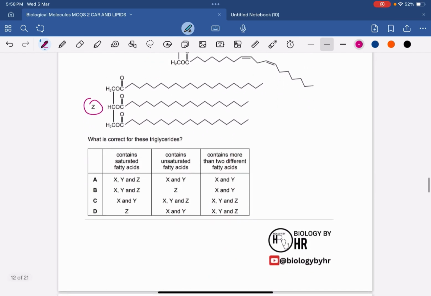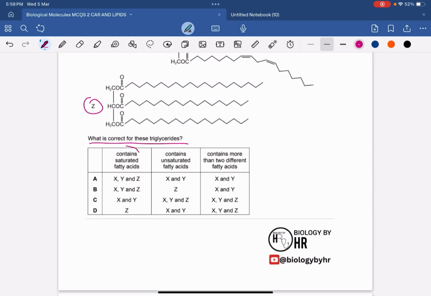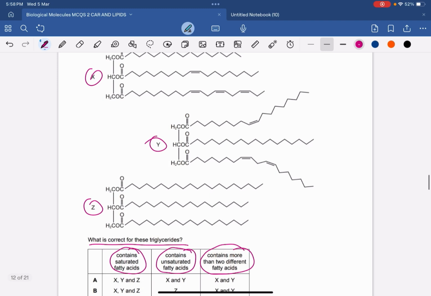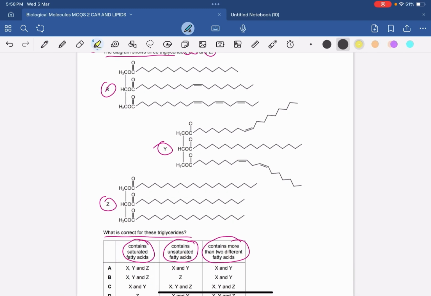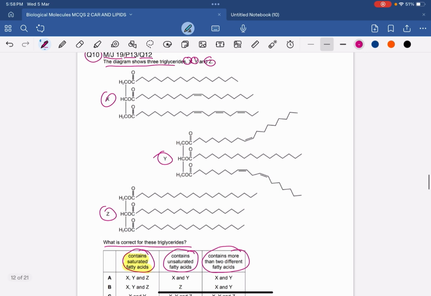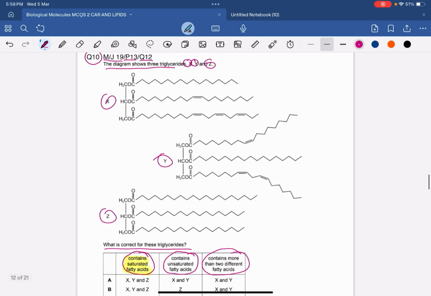It says, what is correct for these triglycerides: contains saturated fatty acids, contains unsaturated fatty acids, contains more than two different fatty acids, right? So let's look at the X, Y and Z images one by one and try to figure out the triglycerides which contain the saturated fatty acids. Saturated fatty acids are those fatty acids which contain the carbon-carbon single bond, right? So the saturated fatty acid over here would be Z.